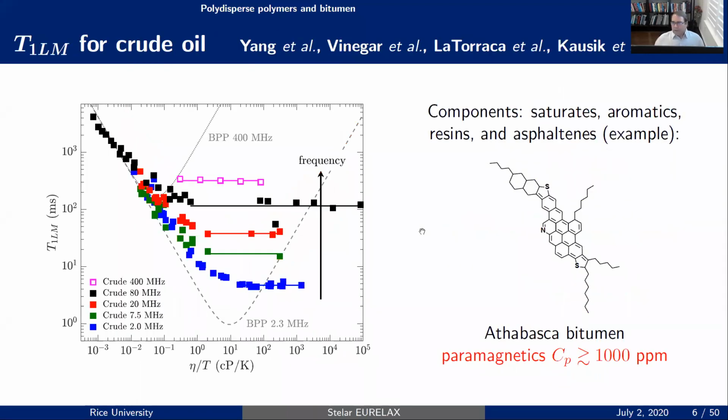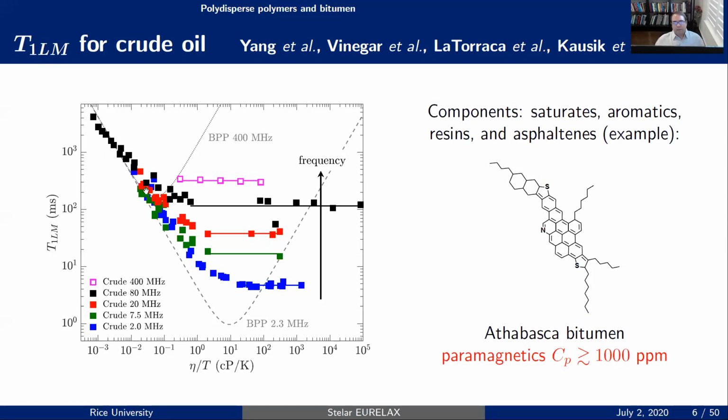So now on to the crude oils and the bitumen. And so this is the T1 log mean from various sources, namely Yang and the Hirasaki group at Rice, Vinegar from Shell, Latorraca from Chevron, and Kausik from Schlumberger. And so these, as you probably know, crude oils are very complex systems, highly polydispersed. They have saturates, aromatics, resins, and of course these asphaltenes. So here's some data put together from all these sources. T1 log mean versus viscosity over temperature.